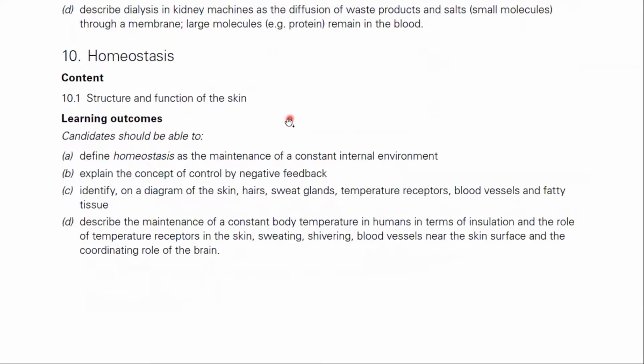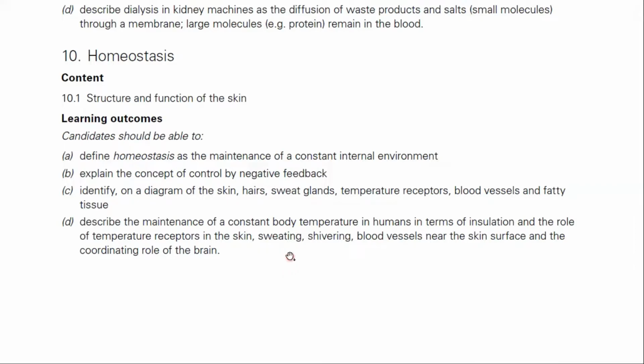We have homeostasis as chapter number 10, in which we don't go into the detail that is done in A levels, but the homeostasis basics contain the structure and function of the skin. How is homeostasis controlling and maintaining the environment of the human body, and what are the functions and what is negative feedback? The diagram of the skin, sweat glands playing a role in homeostasis. Also different receptors in the skin, sweating, shivering, blood vessels in the skin.